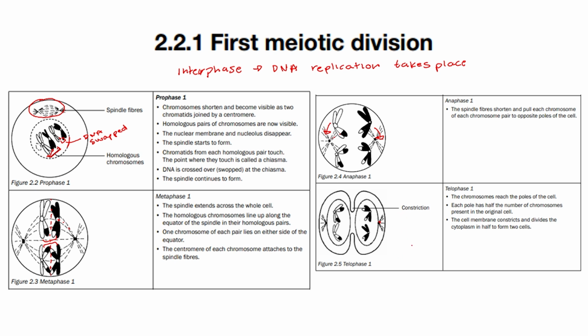At the end of telophase 1, 2 separate cells will be formed, as cytokinesis has taken place, which is the division of the cytoplasm. This will then be 1 cell, and this will be the other cell. And that is the end of meiosis 1.